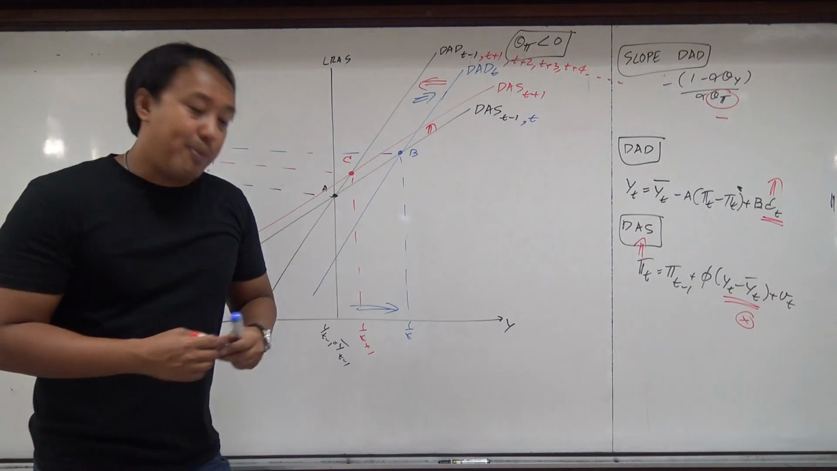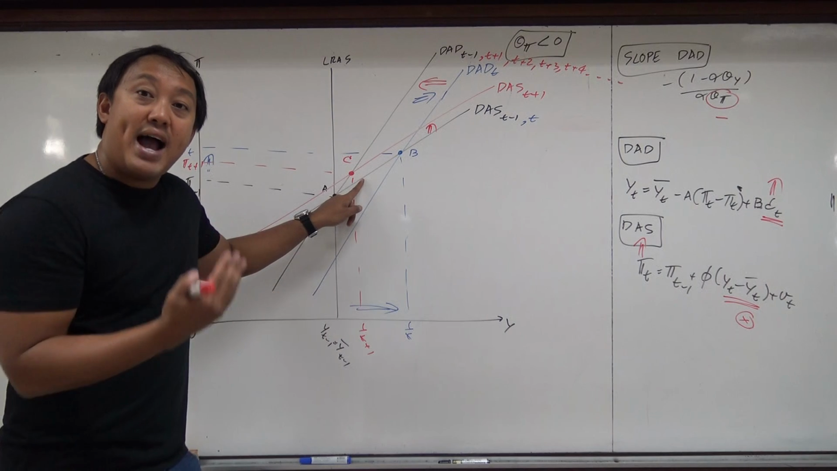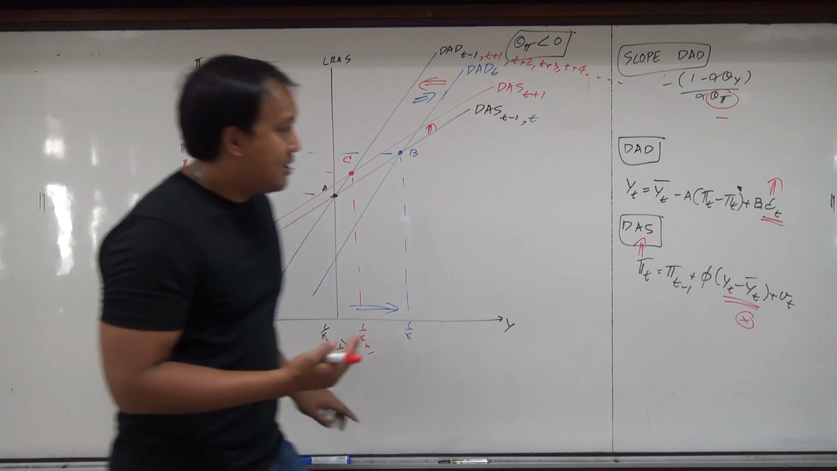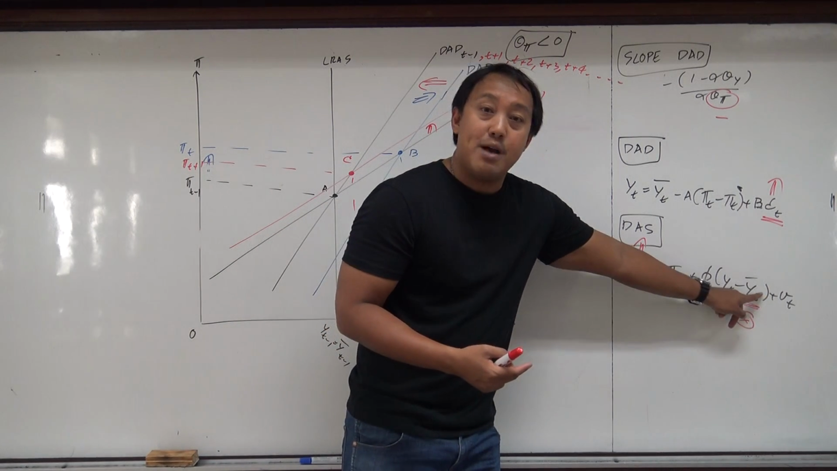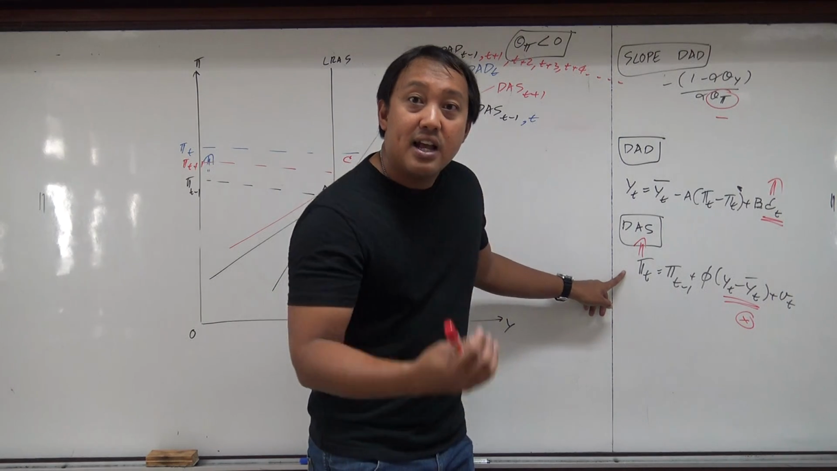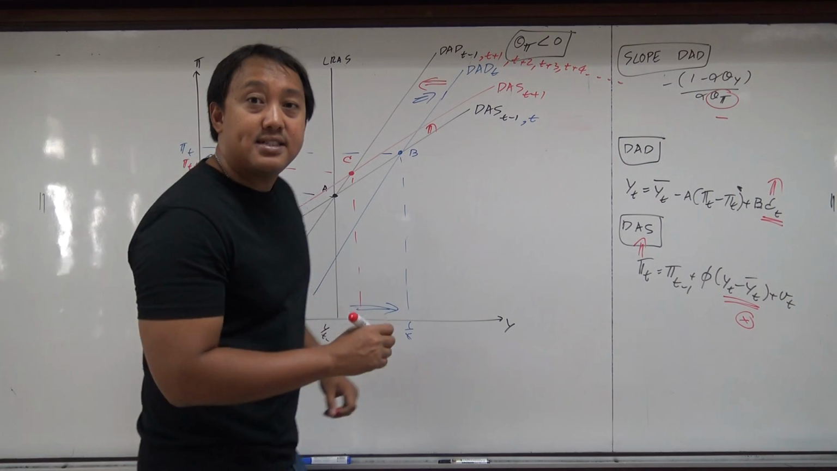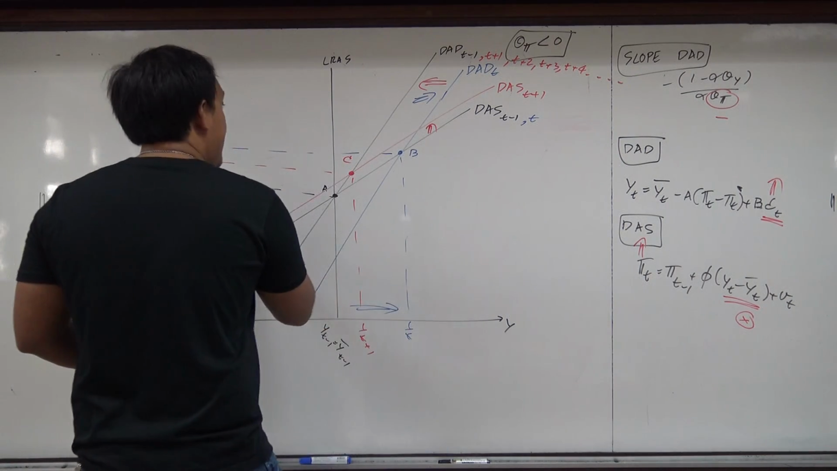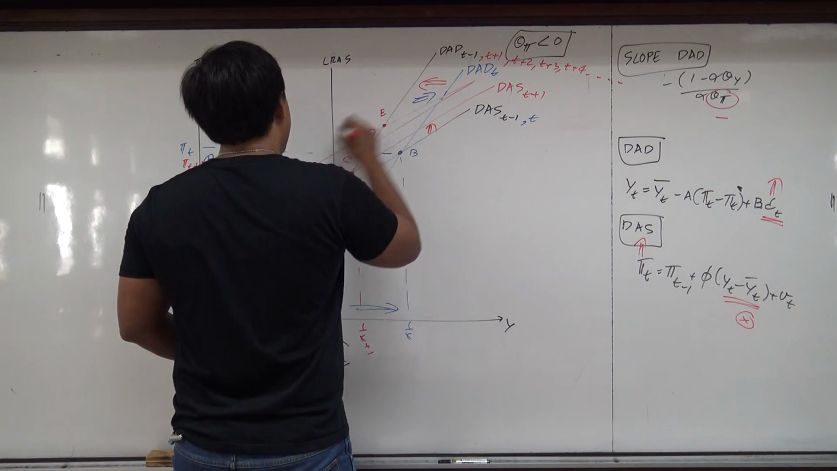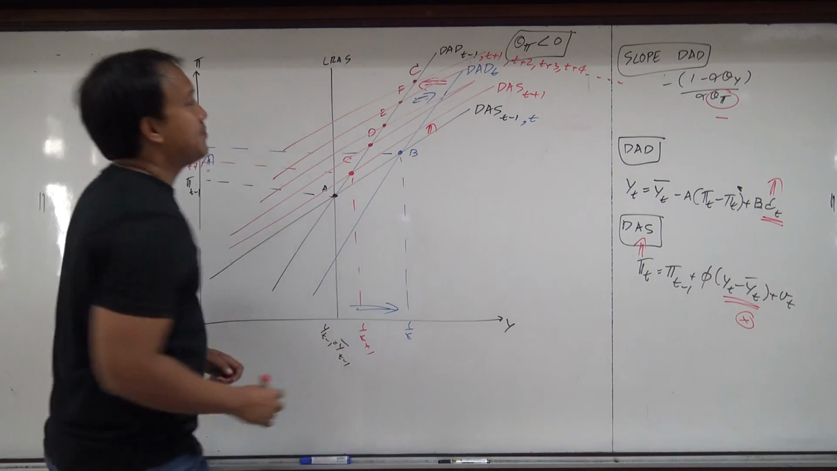How about the supply curve? As you can see, even though it shifts back to point C, yt plus 1 is still higher than y bar. This one is still positive. So it means that inflation keeps increasing all the time. DAS keeps shifting up all the time, day by day. Point D, point E, point F, point G.